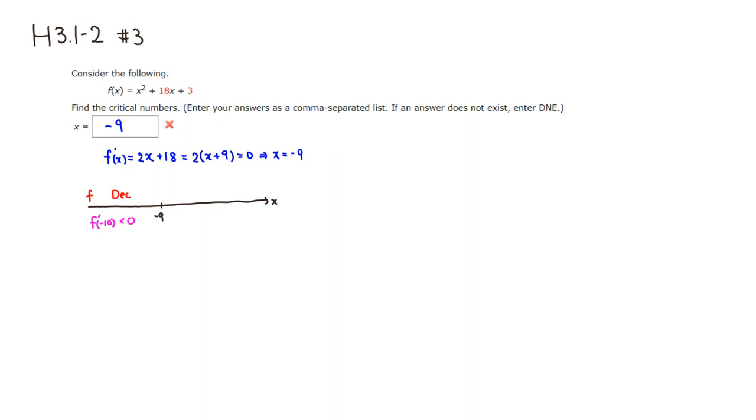Then if you look at the derivative after negative 9, we can try any number bigger than negative 9. So I can try 0. If you put in 0, 0 plus 9 is positive, times 2 is positive. So f prime is positive, which means that the original function is increasing there. So it's going to be increasing on the interval starting from negative 9 and decreasing before that.